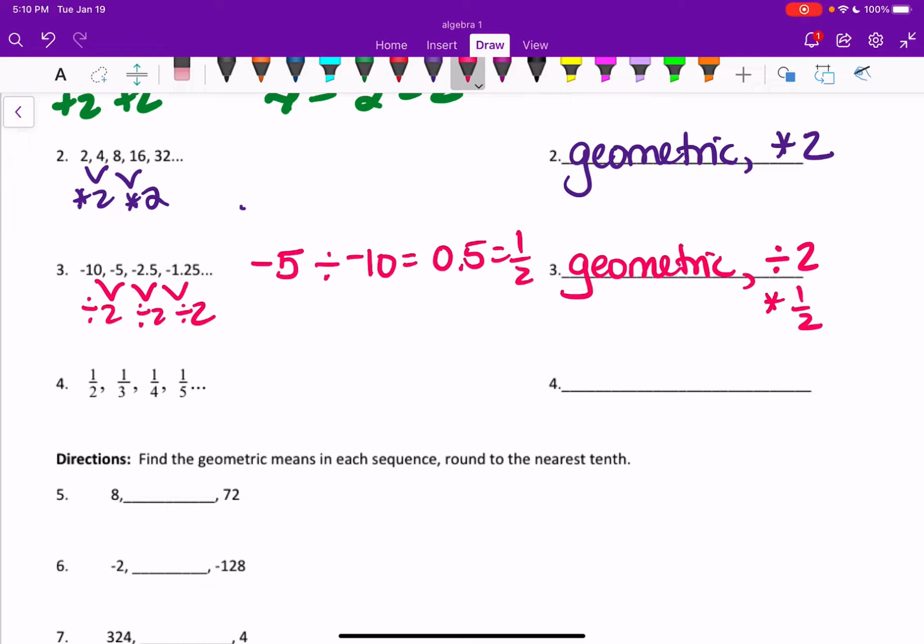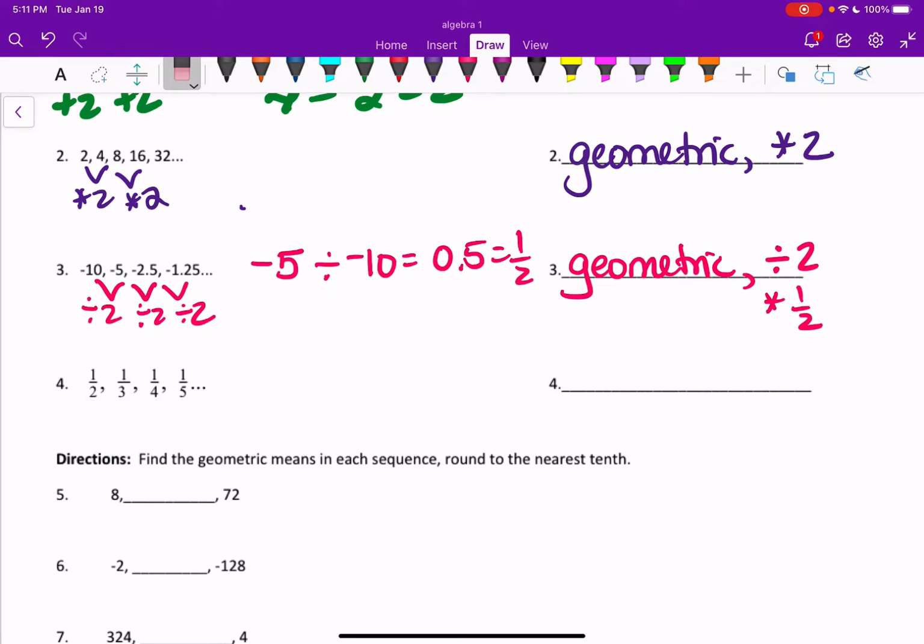Now the next one, if you actually do this on your calculator, let's say I'm not sure. So I do 1/3 minus 1/2. On my calculator, if I do 1 divide 3 minus 1 divide 2, math, frac, enter, enter, I get -1/6. And so that's saying I'm subtracting 1/6 each time. So let's try. 1/3 minus 1/6 gives us 1/6. So that didn't work. So it's not arithmetic.